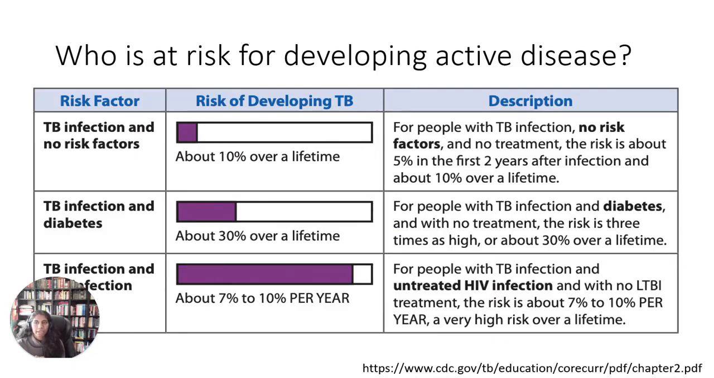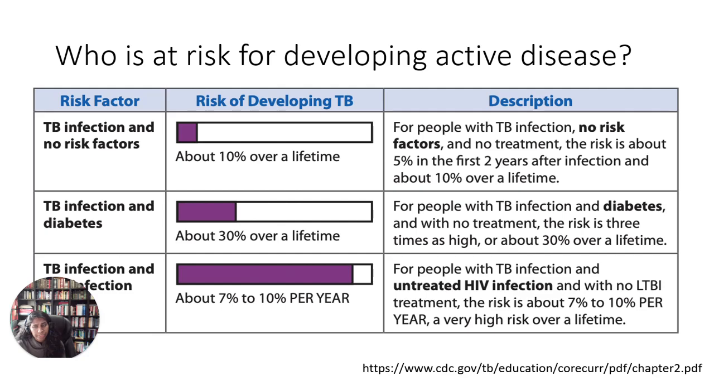So who is at risk for developing active disease? If someone doesn't have any risk factors for reactivating or progressing to active TB disease, the risk is about 5 to 10% in the first 2 years after infection, and then about 10% over a lifetime. However, if someone has diabetes, their risk is 3 times as high as someone who doesn't have any risk factors. So it's about a 30% chance that they will progress to active TB disease over their lifetime. Someone who has latent TB infection and diabetes generally should be considered for treatment of the latent TB infection to prevent progressing to active TB disease.